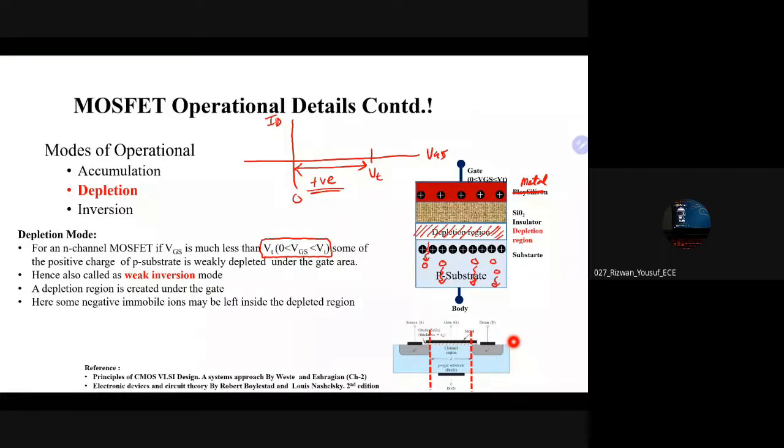Depletion mode. रिहा, आपको ये समझ में आया? Yes. डिप्लीशन रीजन समझ में आया बेटा कैसे बनेगा? Yes, sir. तवहीदा को? जी सर। Okay.